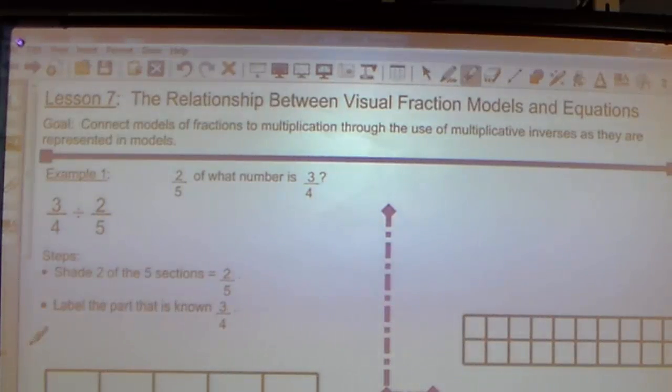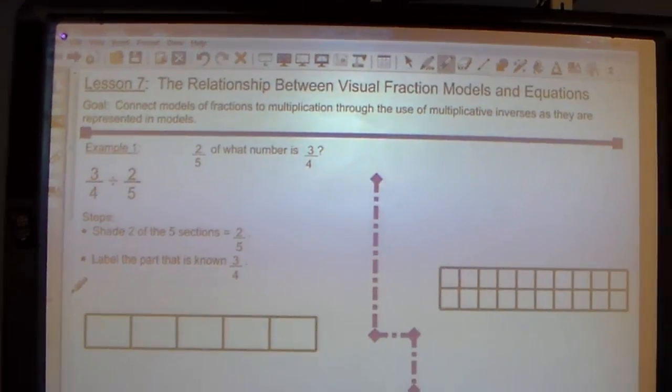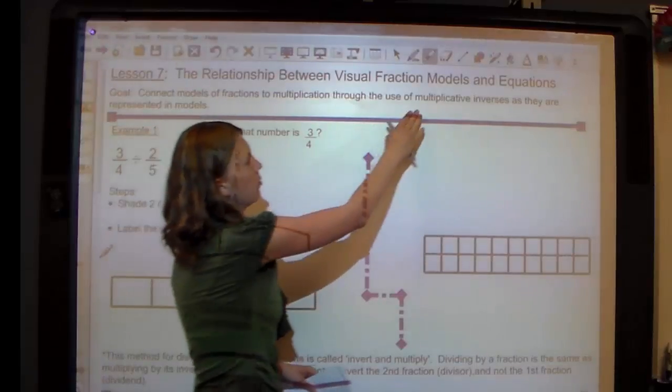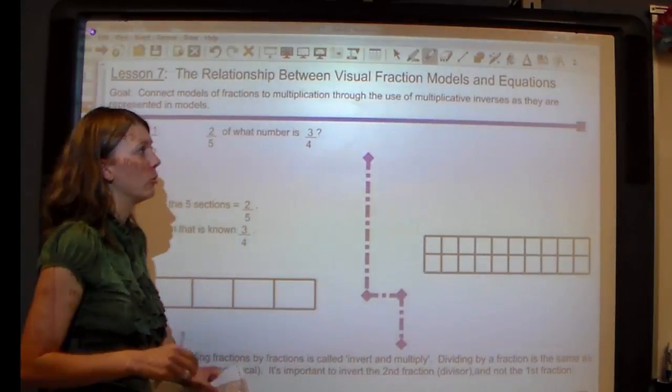Lesson 7, the relationship between visual fraction models and equations. Goal: connect models of fractions to multiplication through the use of multiplicative inverses as they are represented in models. So first I want to talk about this word multiplicative inverses, that term there.